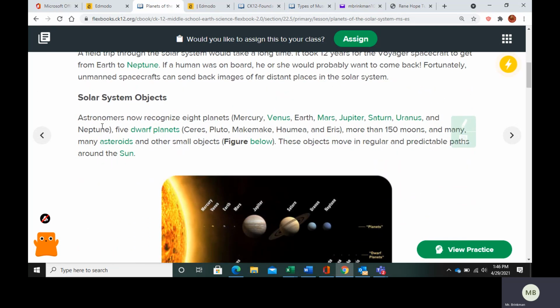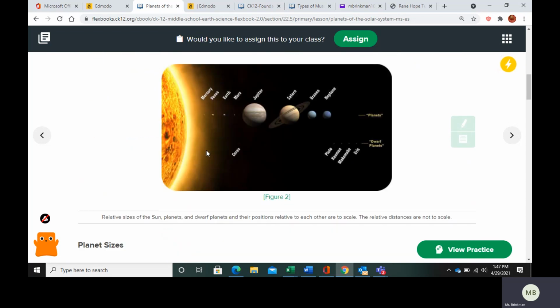So, astronomers recognize 8 planets: Mercury, Venus, Earth, Mars, Jupiter, Saturn, Uranus, and Neptune. They also recognize 5 dwarf planets: Ceres, Pluto, which used to be a planet, Makemake, Haumea, and Eris. More than 150 moons, many asteroids, and many other small objects. So those are the things that are in the solar system. So they move in regular and predictable paths around the sun.